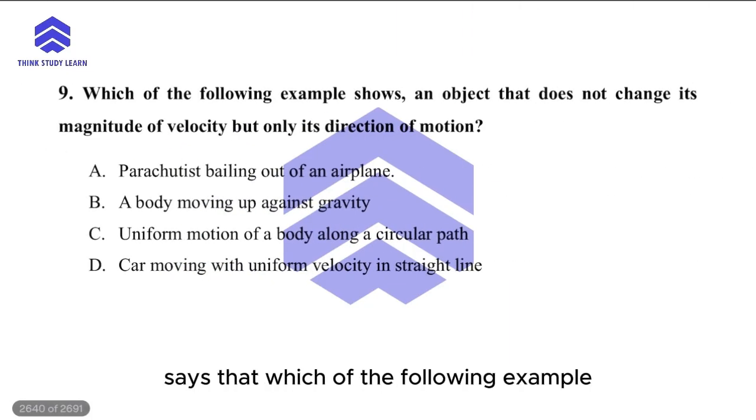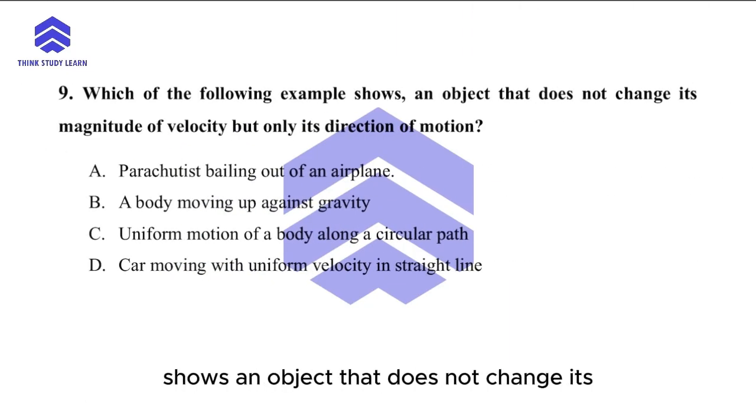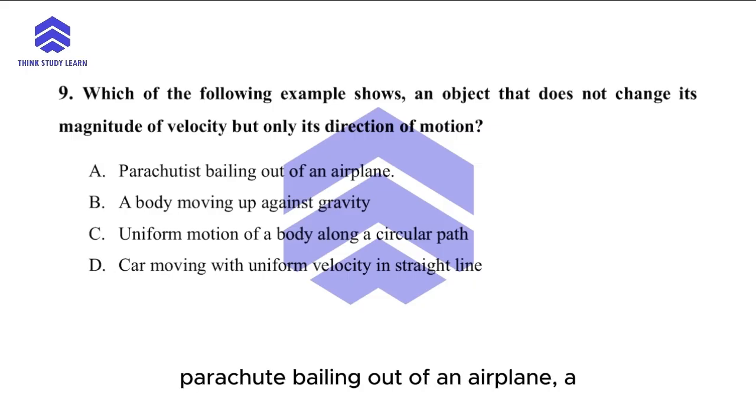Question 9 says that which of the following examples shows an object that does not change its magnitude of velocity but only its direction of motion? The options are parachute bailing out of an airplane, a body moving up against gravity, uniform motion of a body along a circular path, or car moving with uniform velocity in a straight line.